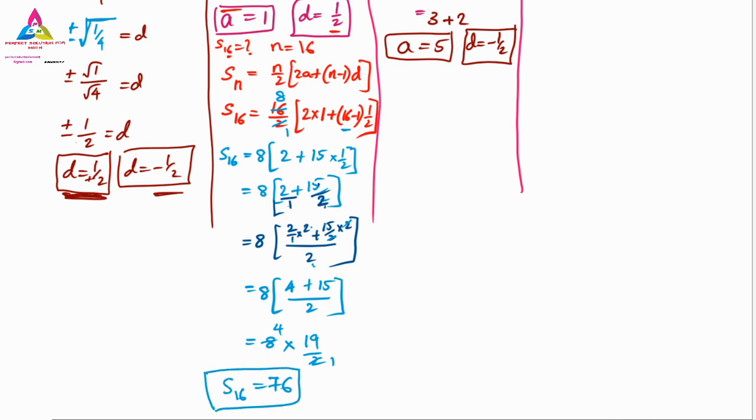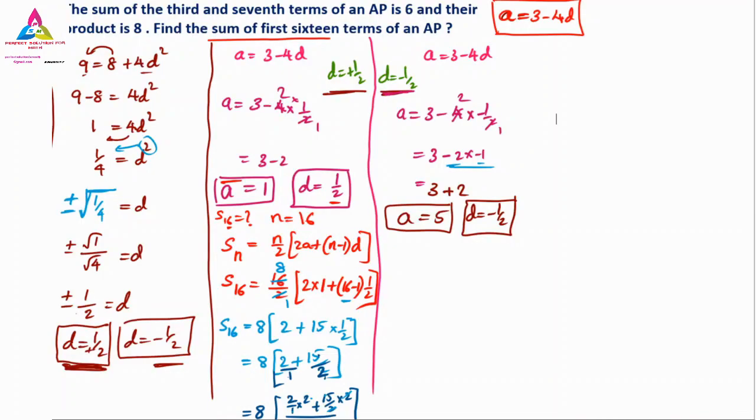This is the S16 value when A is equal to 1 and D is equal to half. Remember, these two things we have to write, because we found this S value as 76 when D is equal to half and A is equal to 1. But we have one more A and D value to solve S16. Now coming to the next part, the A value is 5 now and the D value is minus half. That is also a possible thing. So here also we have to find S16.